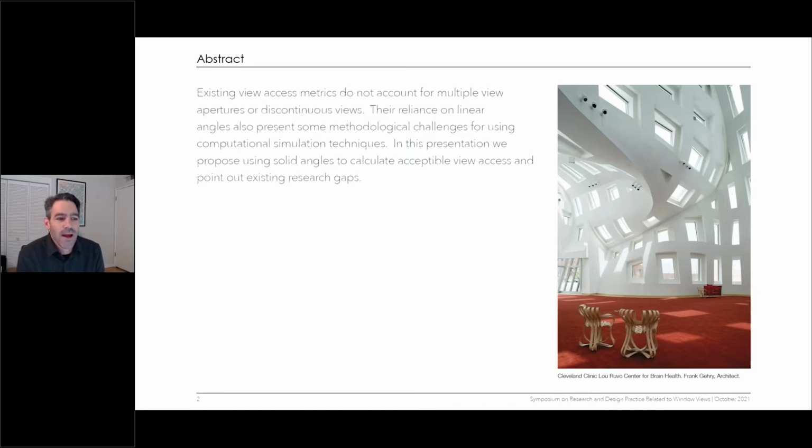And I wanted to show you some of the work that we've been doing in our practice that applies view standards to projects. In our practice, we commonly deal with a lot of complex buildings, and we found that existing metrics don't account for things like multiple view apertures or discontinuous views like you're seeing in this image here. Additionally, the existing metrics typically use linear angles to measure view size, and this presents some interesting conundrums in practice, which we'll discuss in more detail.